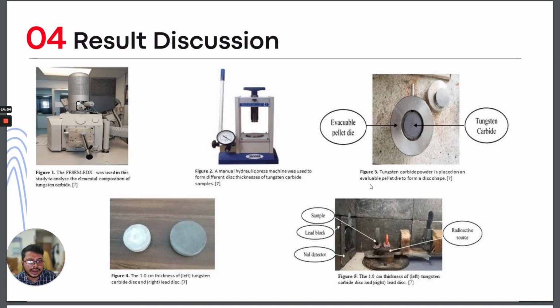Then in the third figure we see tungsten carbide powder placed in an evacuable pellet die to form a disc shape. Here you can see the evacuable pellet die and tungsten carbide. In the fourth picture, we can see the 1 centimeter thickness tungsten carbide discs on the right and lead discs. Here you can see the sample, then the lead block, the sodium iodide detector, and the radioactive source.